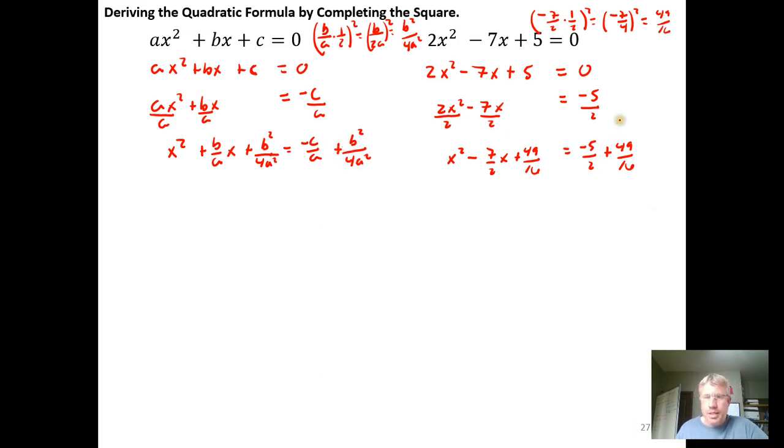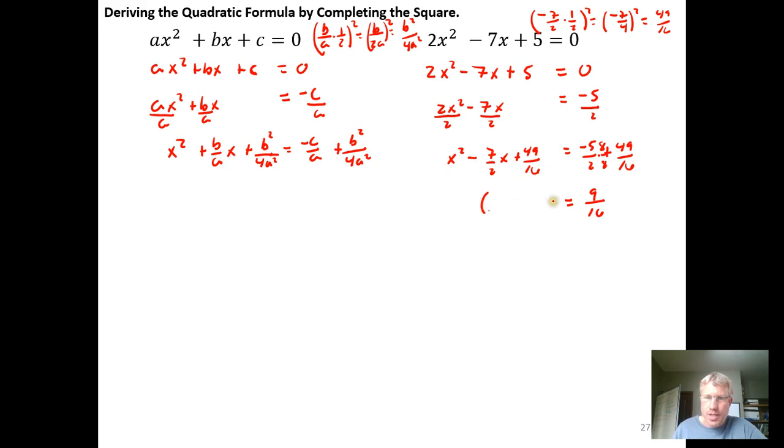And then when you get this, you've got to combine these. So to combine them, you have to find a common denominator. So I'd multiply by 8 over 8 to get a 16 in the denominator. So I get negative 5 times 8 is a negative 40 plus 49 is a 9. So I get 9 over 16. Just adding them up by finding a common denominator.